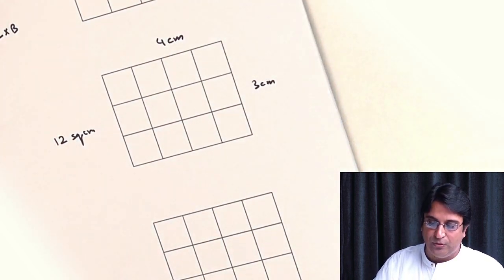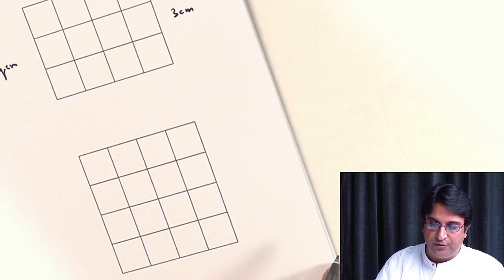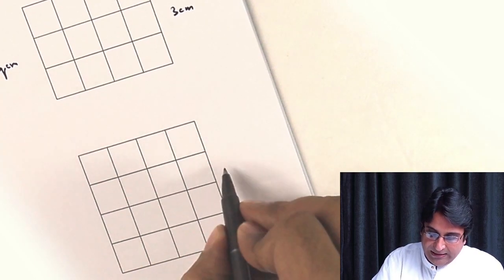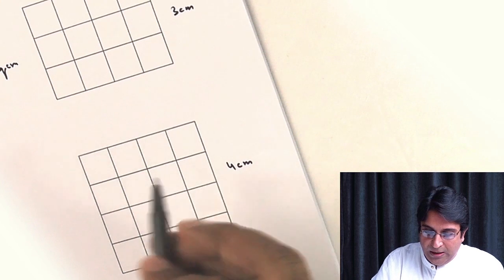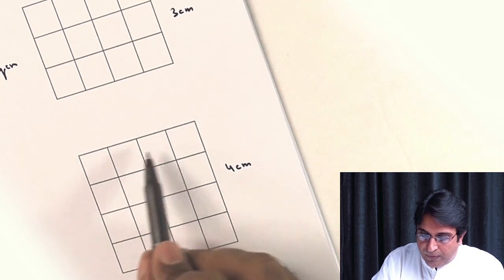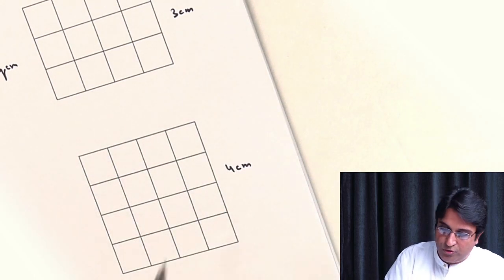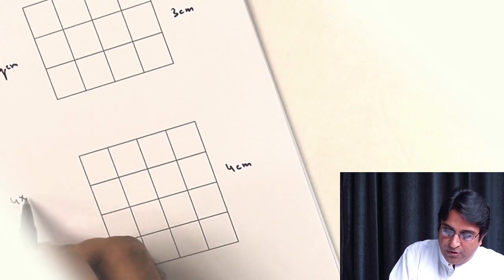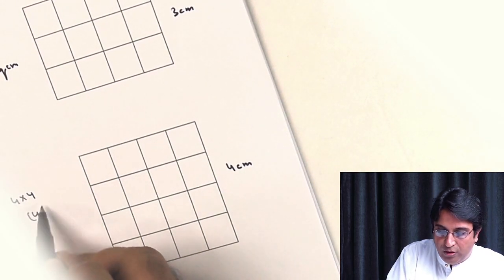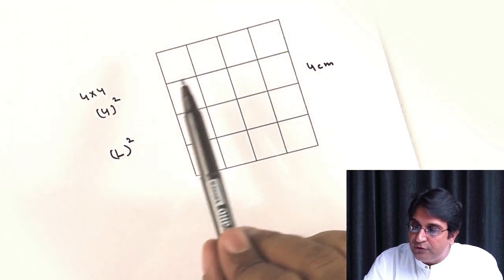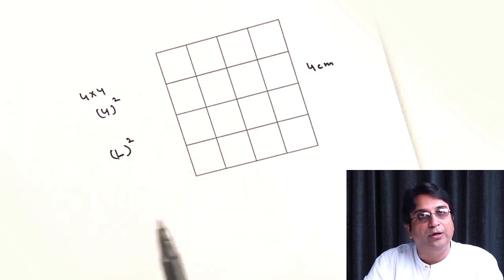Okay, let us look at our last figure, which of course is a square, and each side is 4 centimeters. So now see, first row has 4 squares and there are 4 such rows. So what is the area? 4 times 4, or you can say 4 square. Now that is also the origin of why the area of a square is taken as length square.